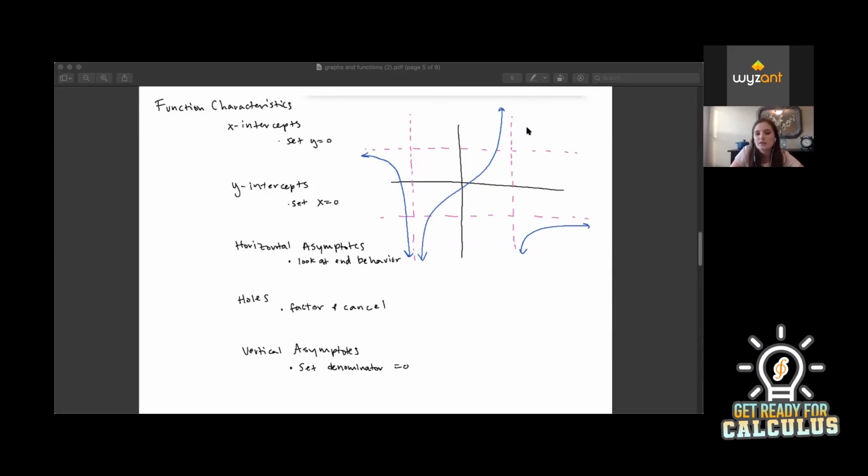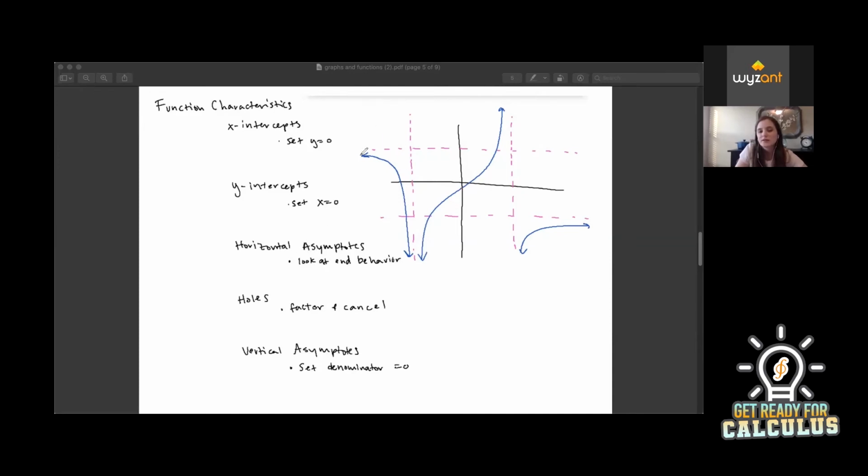So if you look at this graph, we have an x-intercept here and here. We're going to have y-intercepts, just one. And pretty much always, unless you're dealing with something that's not technically a function, you're only going to have one y-intercept.